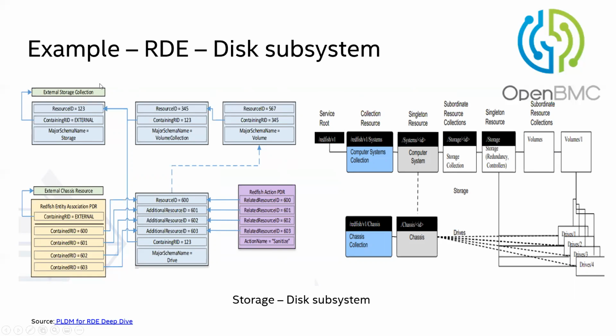So for example, the BMC will come and read the PDR representation. Here it will tell that the major schema name, whatever we support, is storage, and ultimately it is part of the drive schema. There are multiple resources, like 4 resources, and all support sanitize and action names in that schema. Apart from that, they also have some entity associations, how it has to be associated with the external chassis resource. It specifies that also.